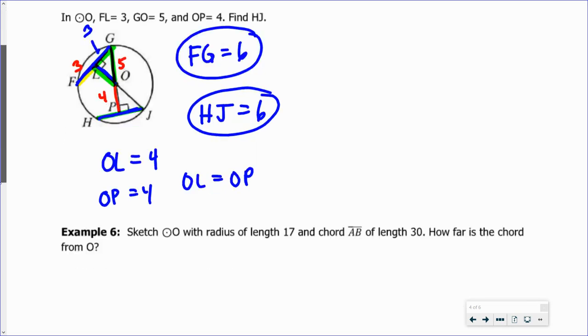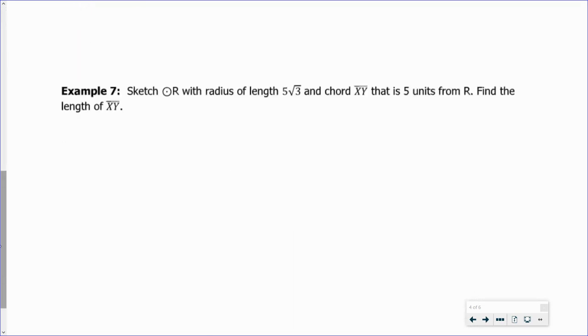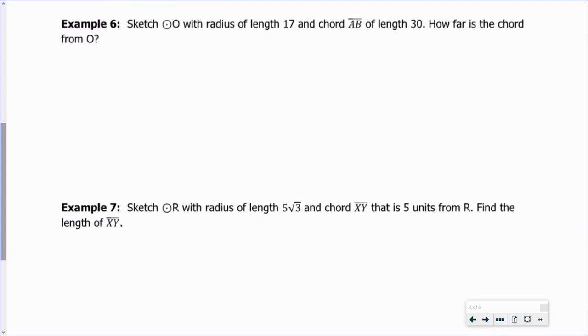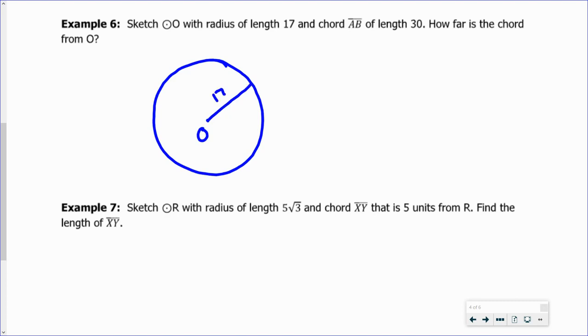All right, let's take another example. Example number 6 says sketch circle O with radius of length 17, chord AB of length 30. How far is the chord from O? So I'm going to draw a circle, or at least attempt to. That's not too bad. All right, and then call that center O, and then draw in a radius of length 17.